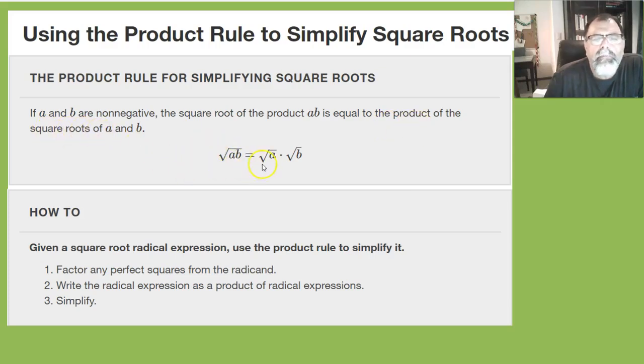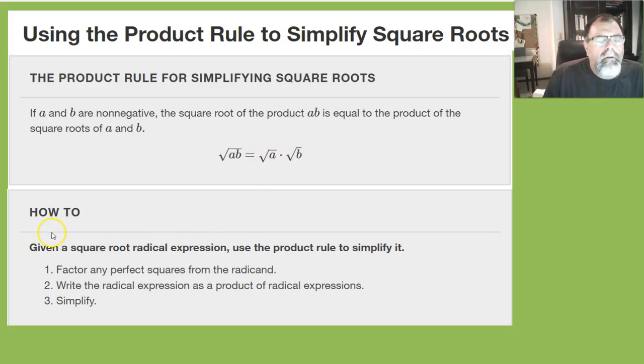Okay, so here it's written in symbols. So again, this is the product of AB, then the square root of that. So the square root of the product AB equals the square root of A times the square root of B. So you can split this product up into the square root of each of the factors.